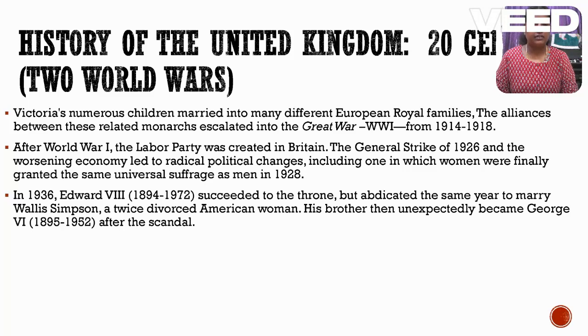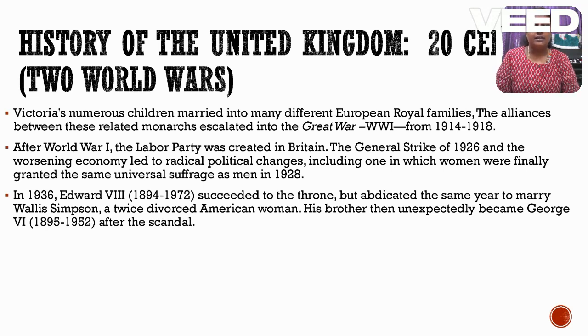History of the United Kingdom in the present century, the 20th century. So here we find two world wars, very important world wars, World War One and World War Two. Victoria's numerous children married into different European royal families, and the alliances between these related monarchies escalated into the Great War. That is World War One, which is from 1914 to 1918.